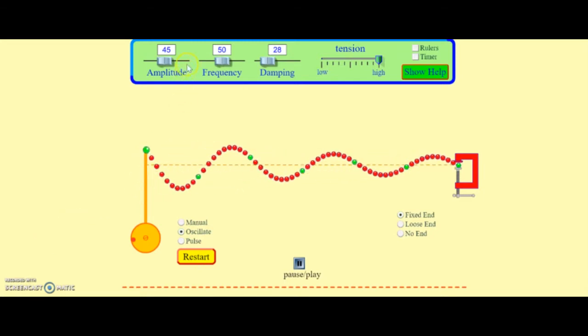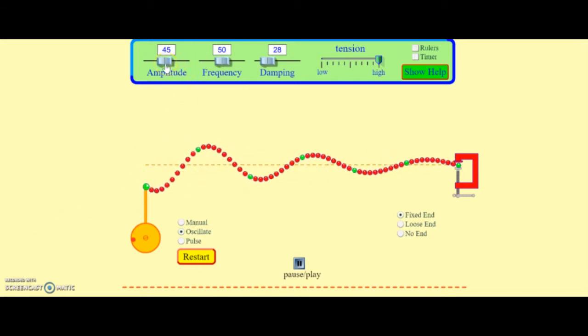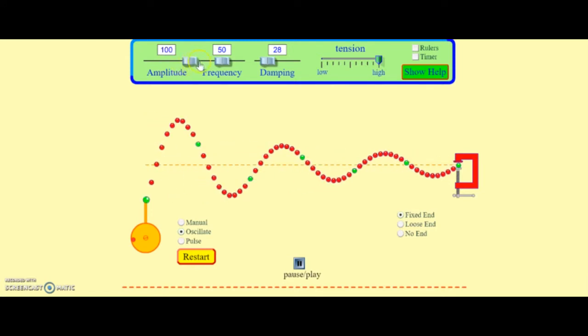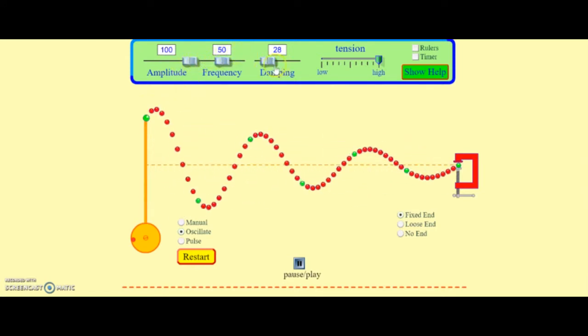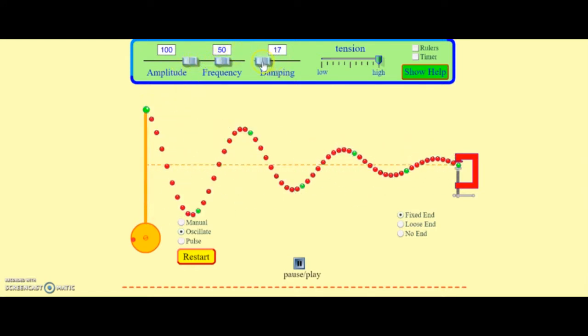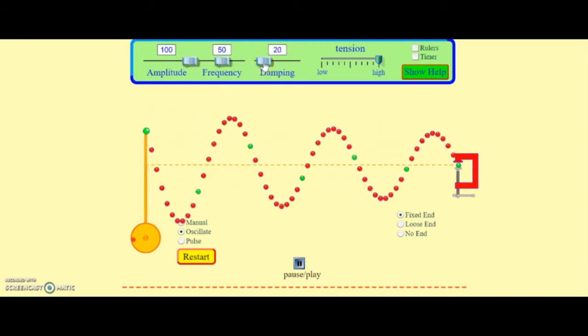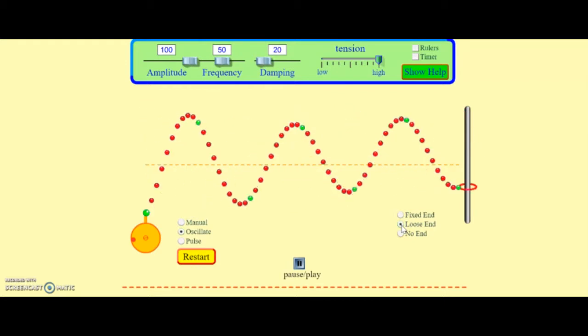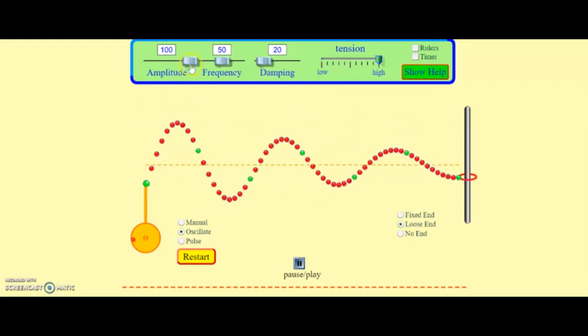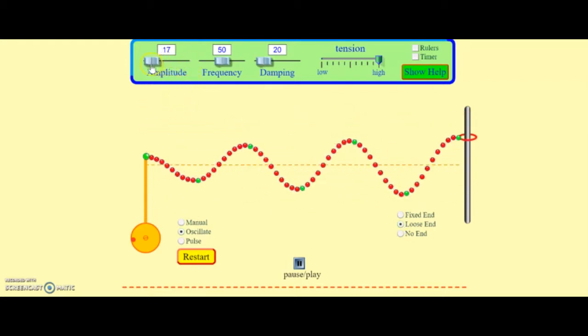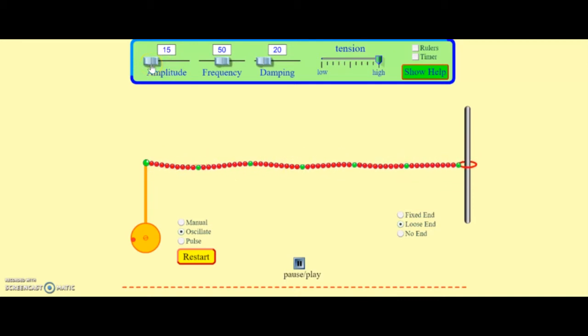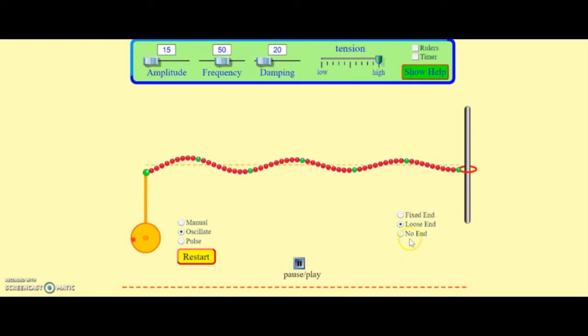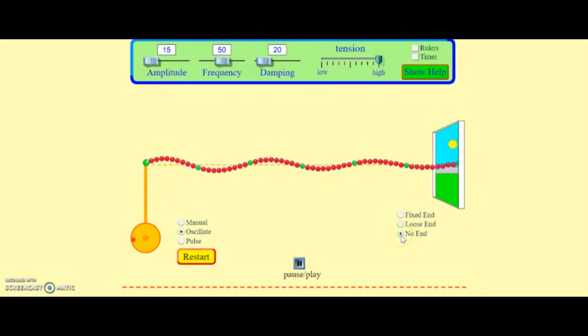So here we are with a wave. If we increase the amplitude of the wave, we're making it taller. Okay, so that wave is getting taller. If I decrease the amplitude, now it's a much smaller wave. Okay, back to it.